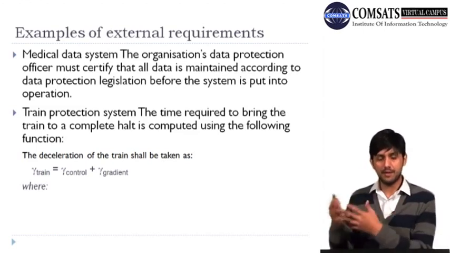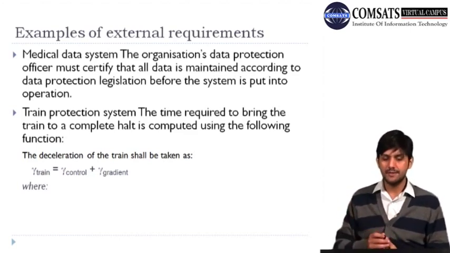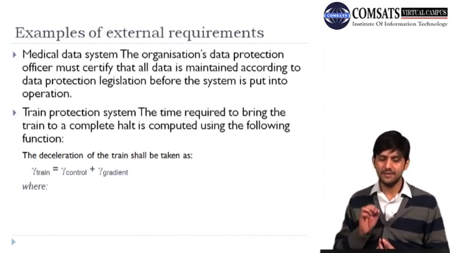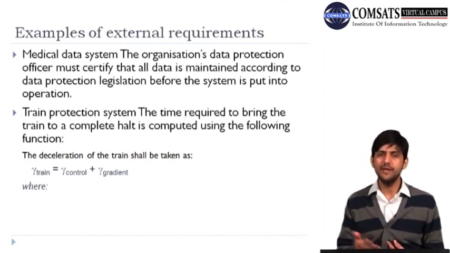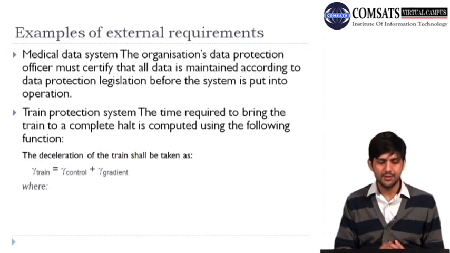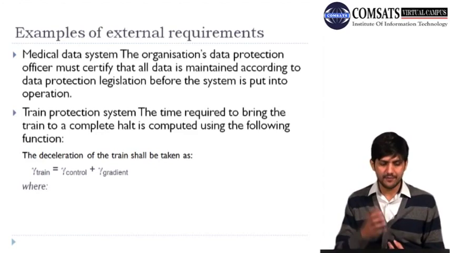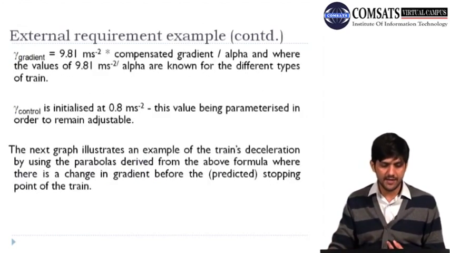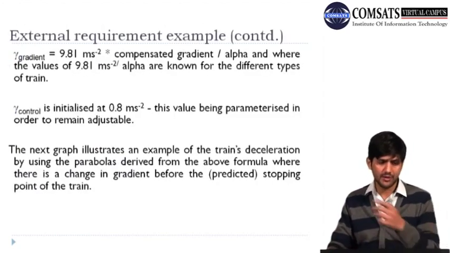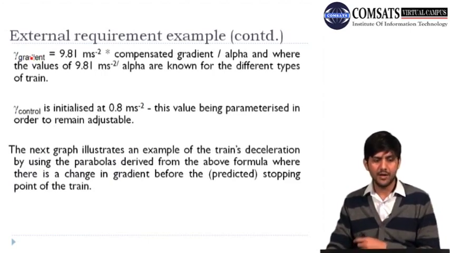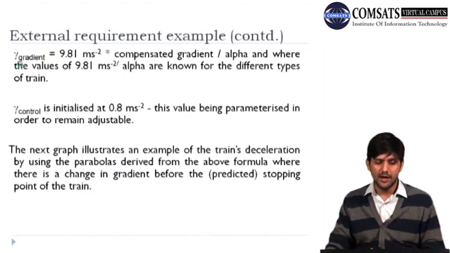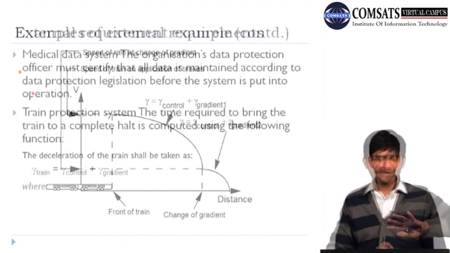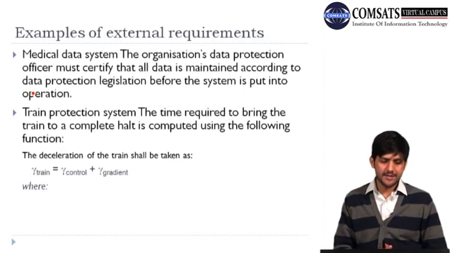Similarly, an example from the application domain is the train protection system. The time required to bring the train to a complete halt is computed using the following function. That knowledge only comes from the application domain information. So we are saying that the deceleration of the train shall be taken as this particular function, which specifies the different values of the different terms used in this formula.